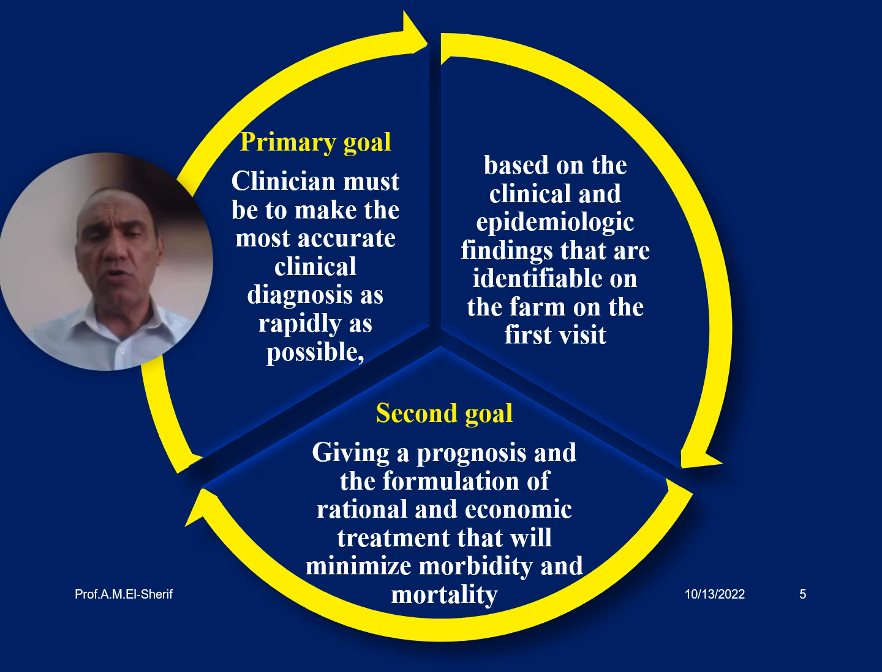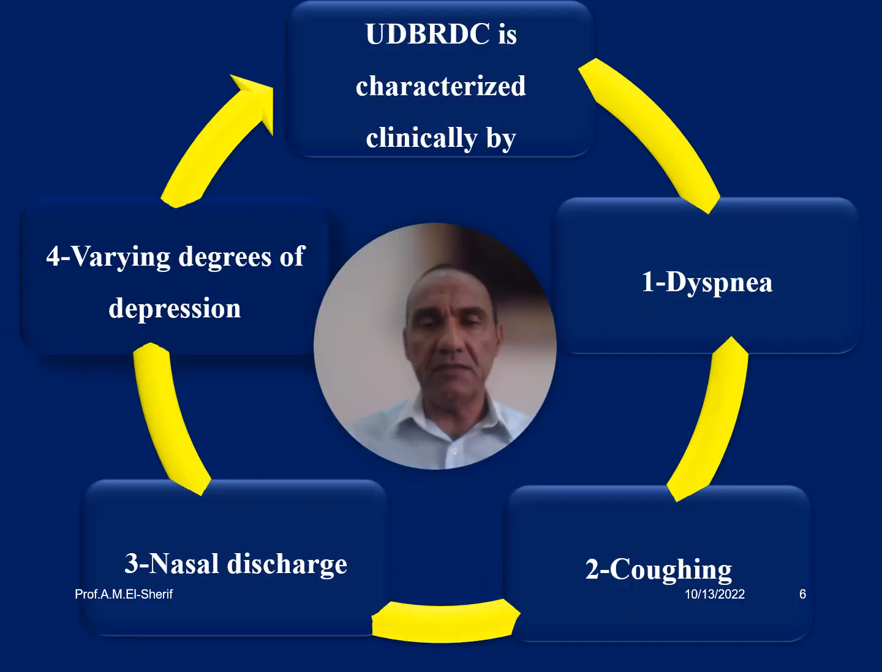The primary goal of the clinician must be to make the most accurate clinical diagnosis as rapidly as possible, based on the clinical and epidemiological findings that are identifiable on the first visit. The second goal of these clinicians is giving a prognosis and the formulation of rational and economic treatment that will minimize morbidity and mortality of affected animals.